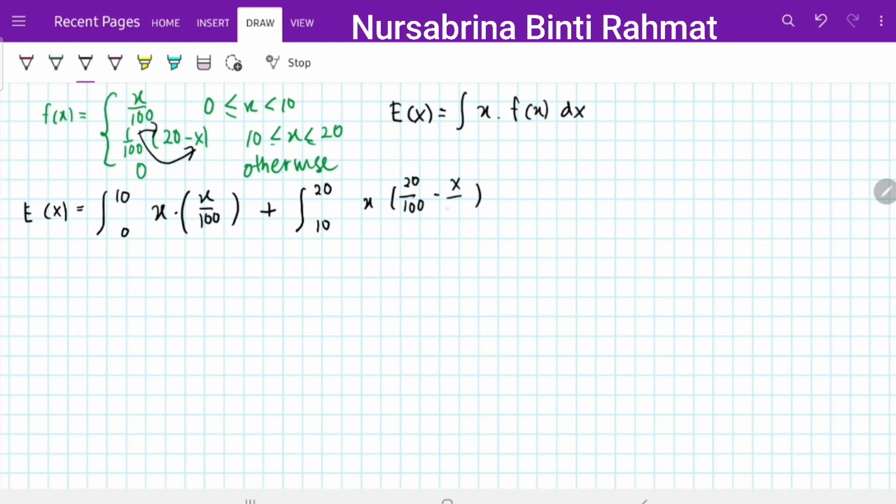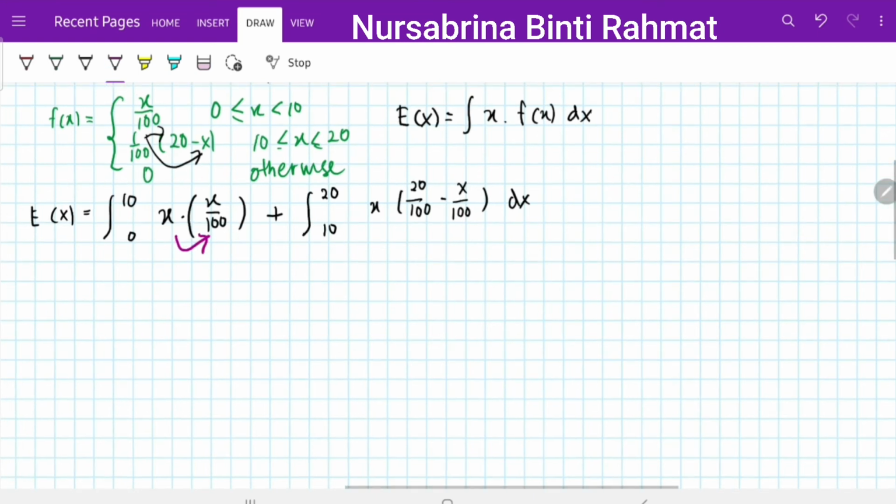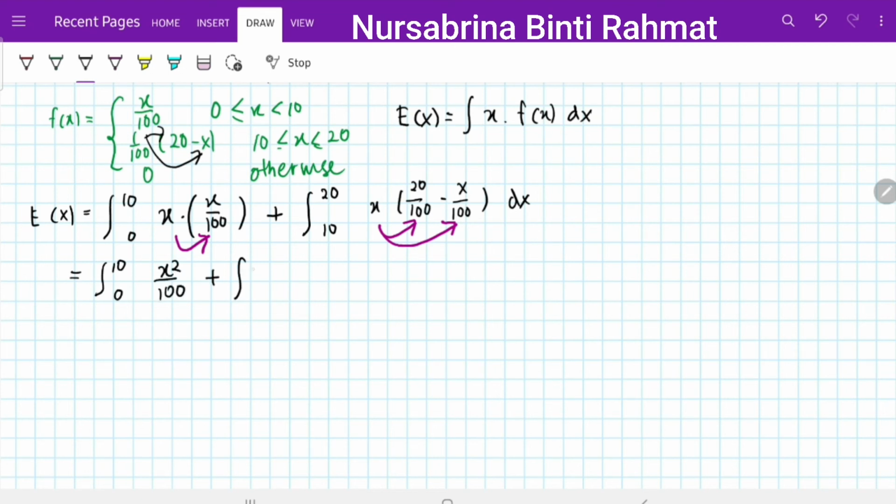Okay, minus x over 100 dx. Now expand the x with the function in the bracket so that it will be easier for you to do the next part, which is your integration. So integral from 0 to 10 of x squared over 100, plus the integral from 10 to 20 of 20x over 100 minus x squared over 100 dx.